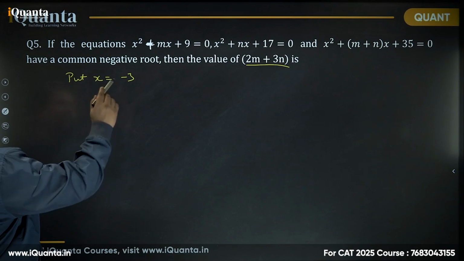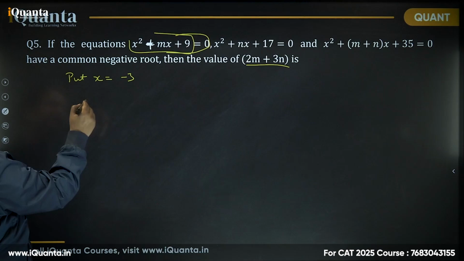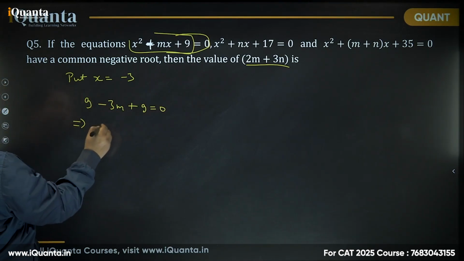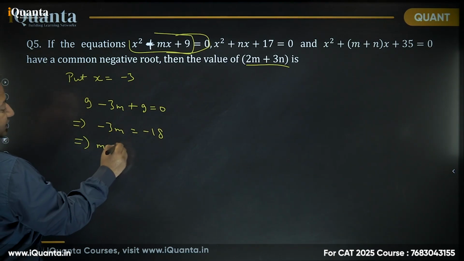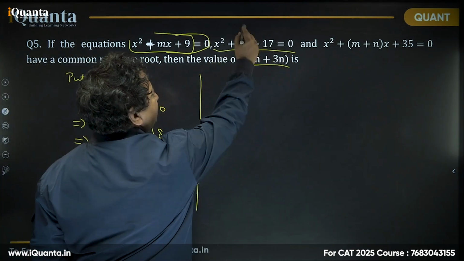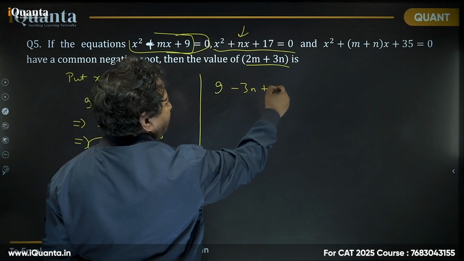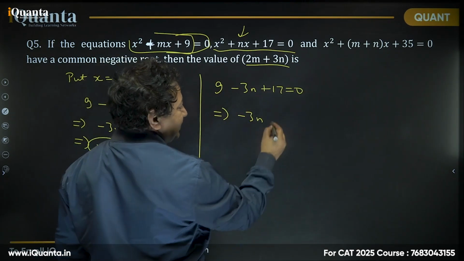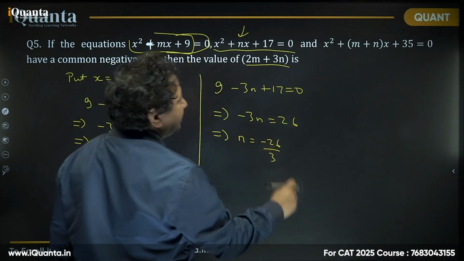If I put -3 in the first equation, what do I get? (-3)² is 9, minus 3m plus 9 is equal to 0, which gives me -3m equal to -18, or I can say m is equal to 6. I got the value of m. Nice. Now I'll put x equal to -3 in the second equation to get the value of n. So (-3)² is 9, minus 3n plus 17 is equal to 0, which gives me -3n is -26, which means the value of n is -26/3.